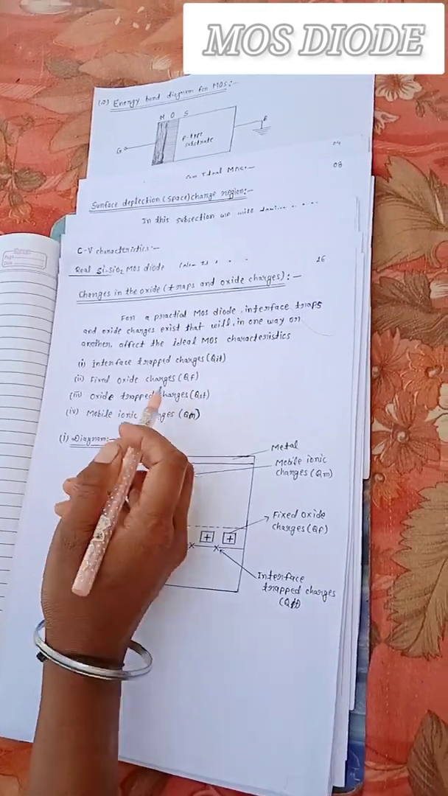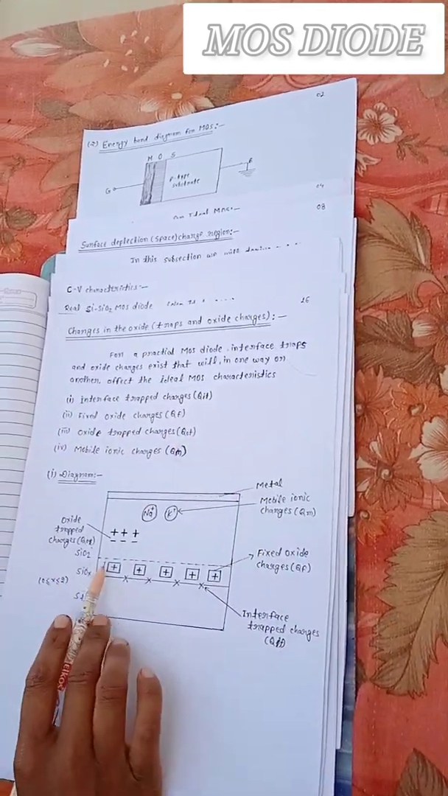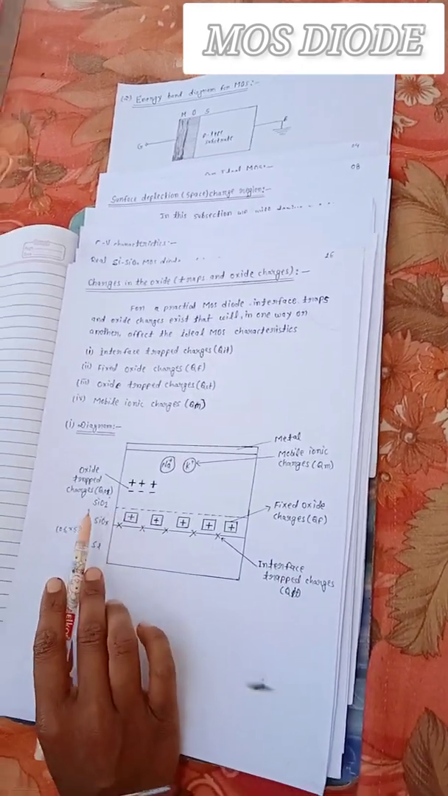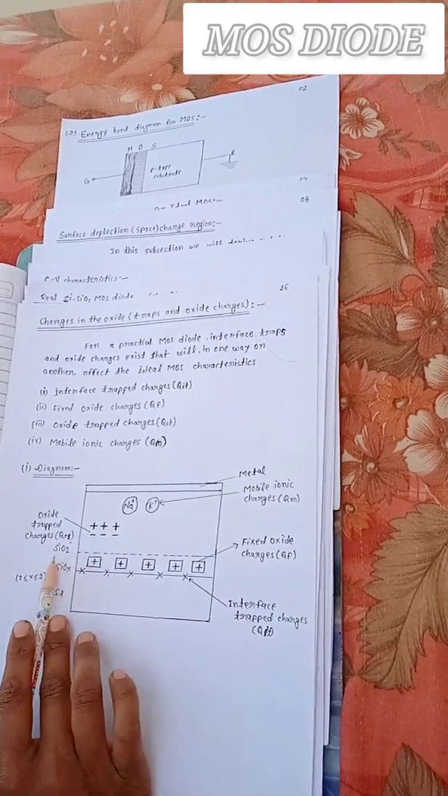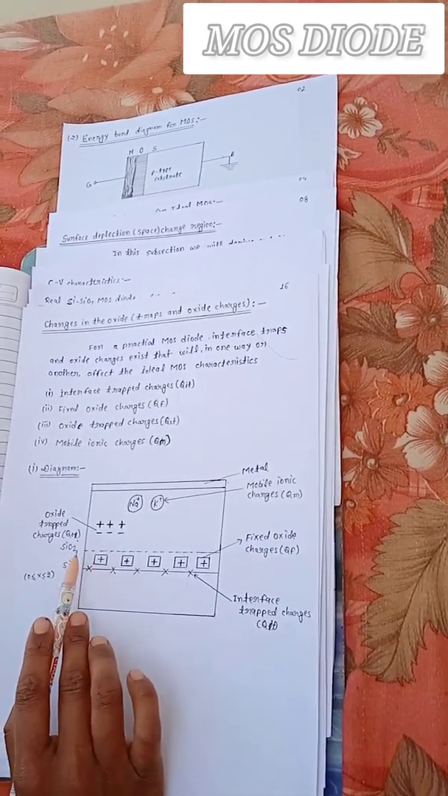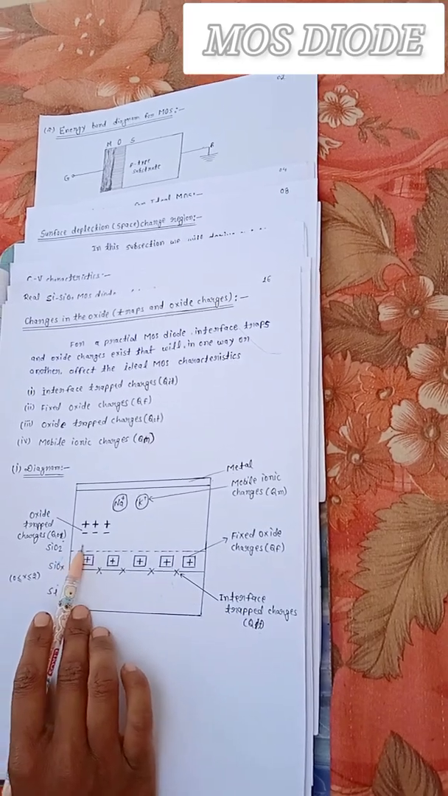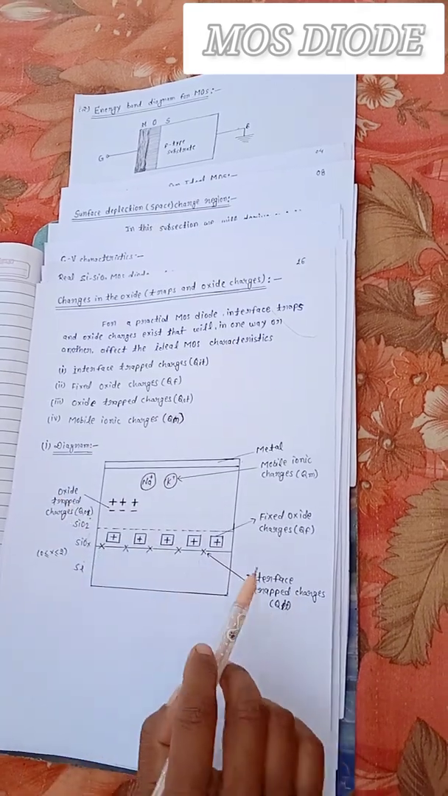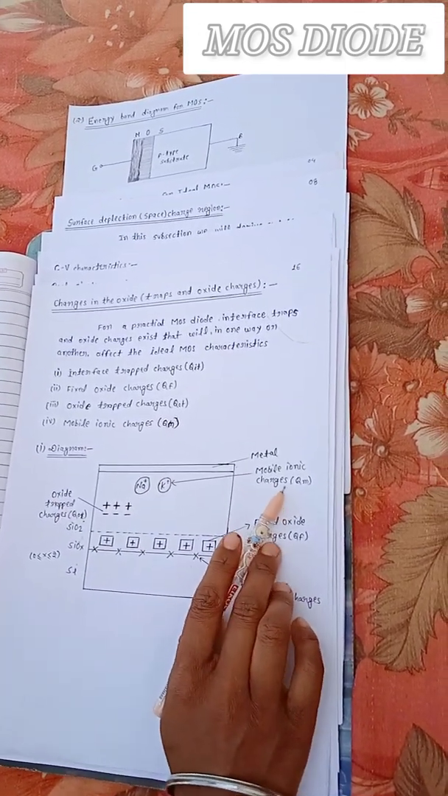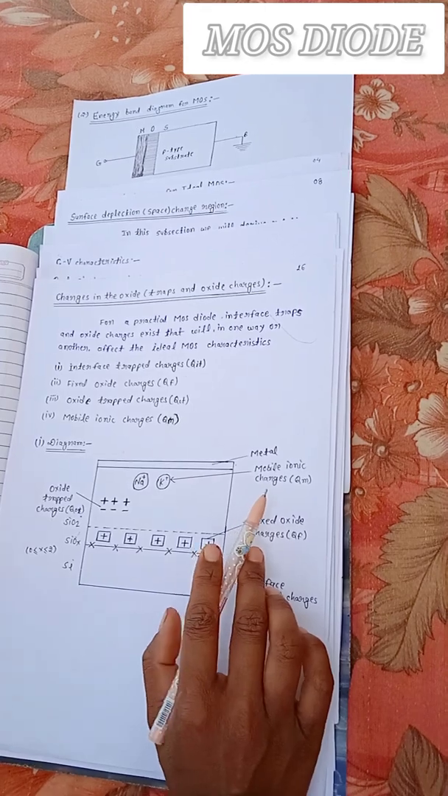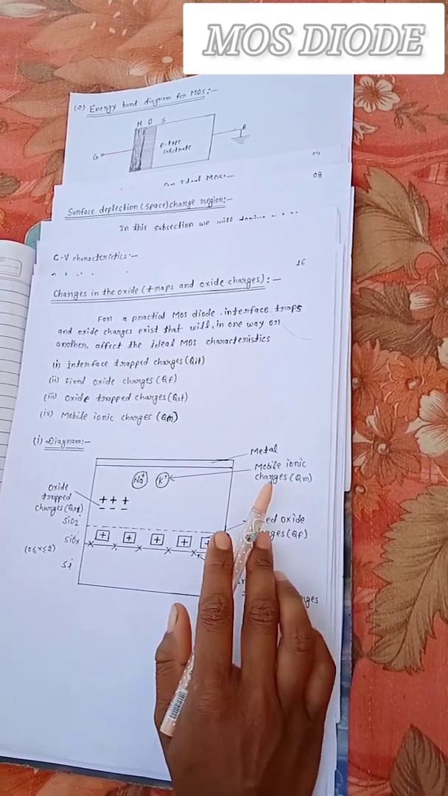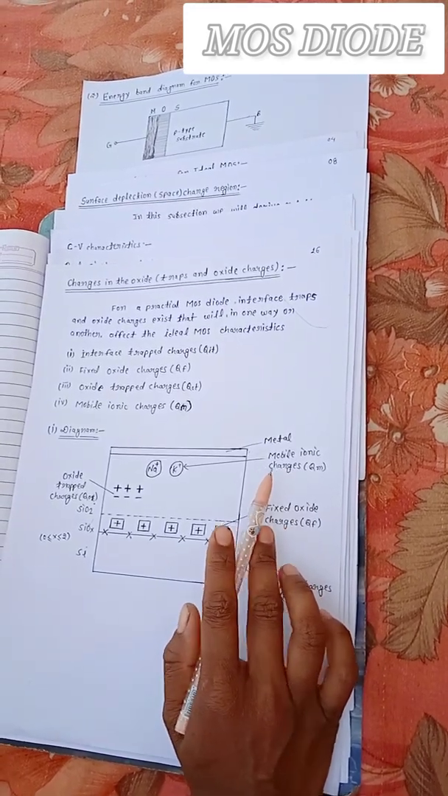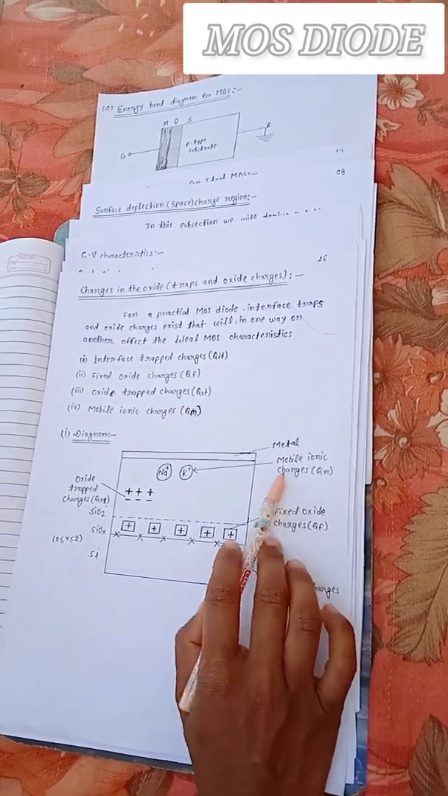Third, oxide trapped charges Qot. Qot are positive or negative charges due to holes or electrons in the oxide. They can be created by X-ray radiation or hot electron injection. These traps are distributed inside the oxide layer. And fourth, mobile ionic charges Qm are ionic impurities in the oxide such as sodium Na plus, Li plus, K plus, and hydrogen H plus charges, which are mobile in the oxide.